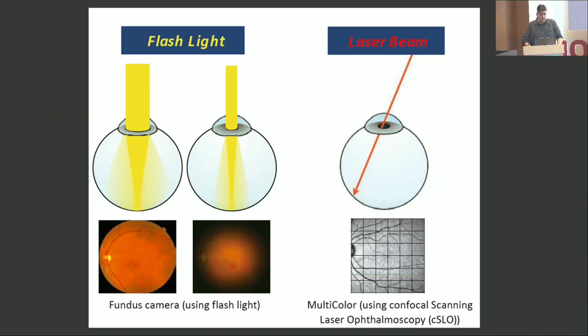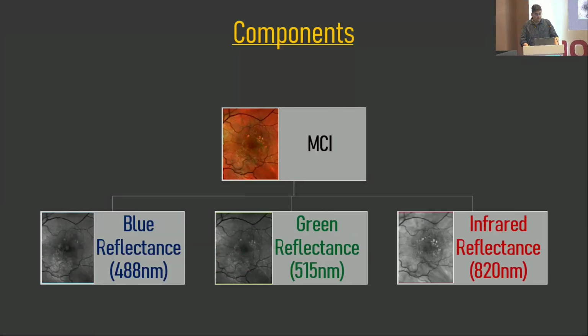So how is it different from a normal fundus camera? The normal fundus camera uses a white flashlight to scan the retinal surface, while the confocal scanning laser ophthalmoscopy system uses a particular wavelength of light, called a laser beam, to scan a particular area of the retina. So what are the components of multicolor imaging? It comprises 3 wavelengths of light: the blue reflectance, the green reflectance, and the infrared reflectance.